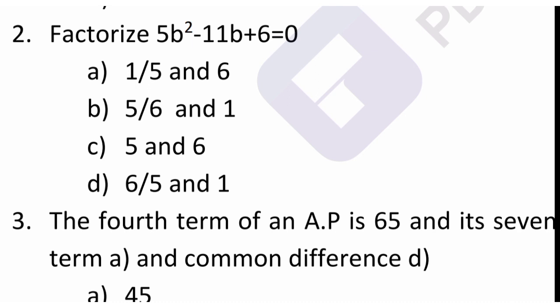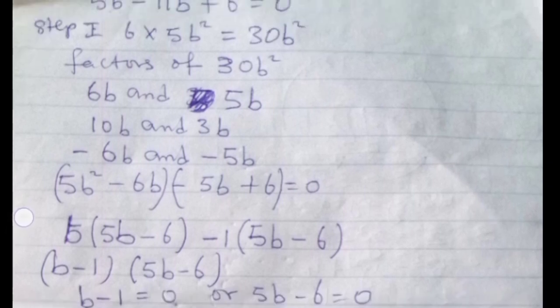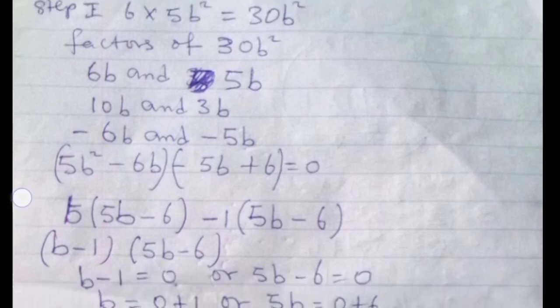It says you should factorize 5b raised to power 2 minus 11b plus 6 equals 0. So how do we factorize? Let's see that. The power 2 term, the ordinary b term and the ordinary number 6 are labeled a, b, c according to the quadratic equation. The first thing is you multiply the coefficient of b raised to power 2 by 6, and we have 30b raised to power 2. Then factors of 30 are 6 and 5, 10 and 3, minus 6 and minus 5.